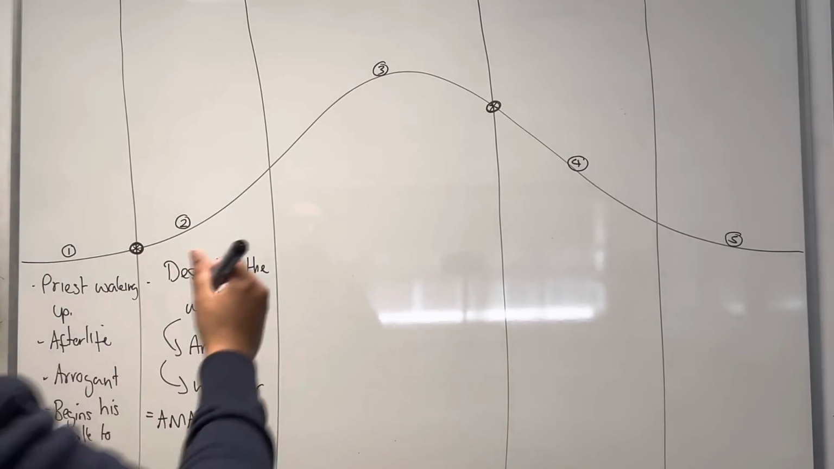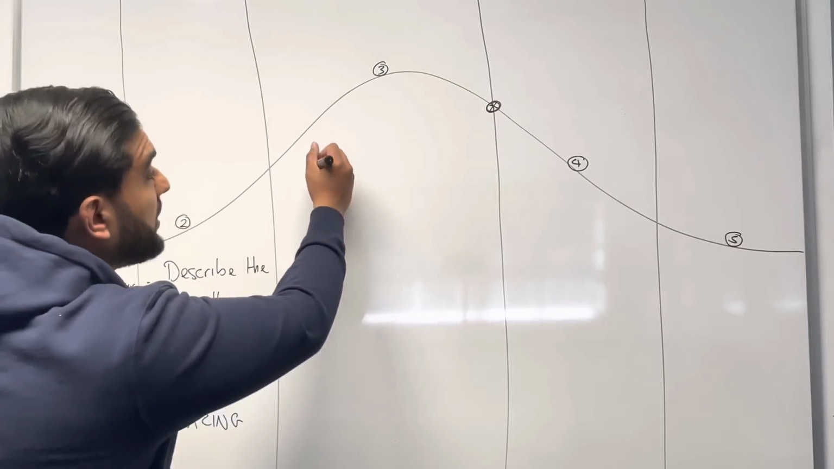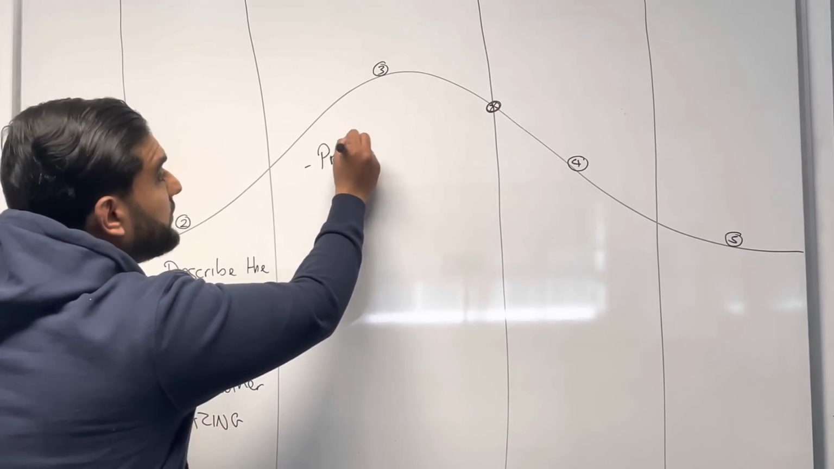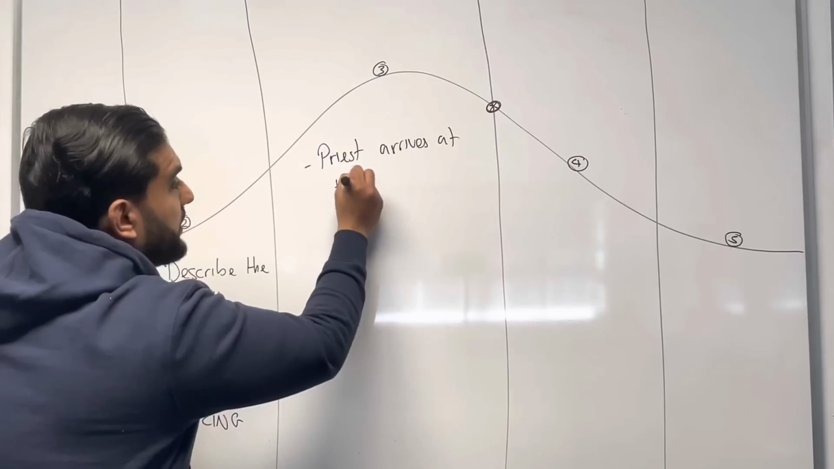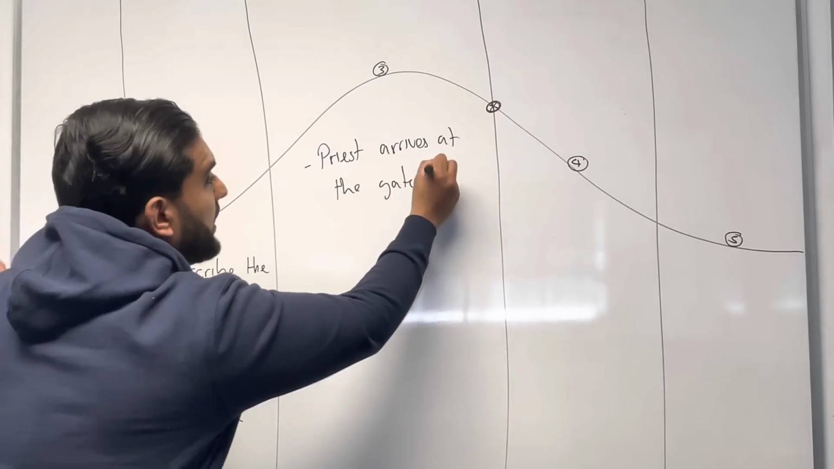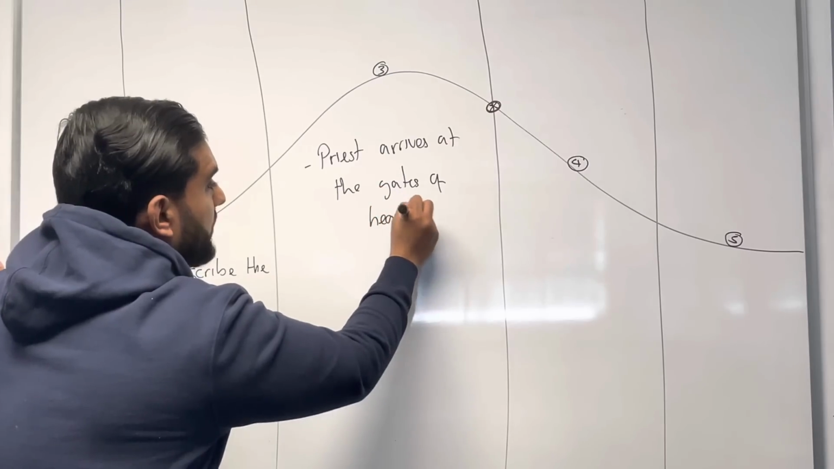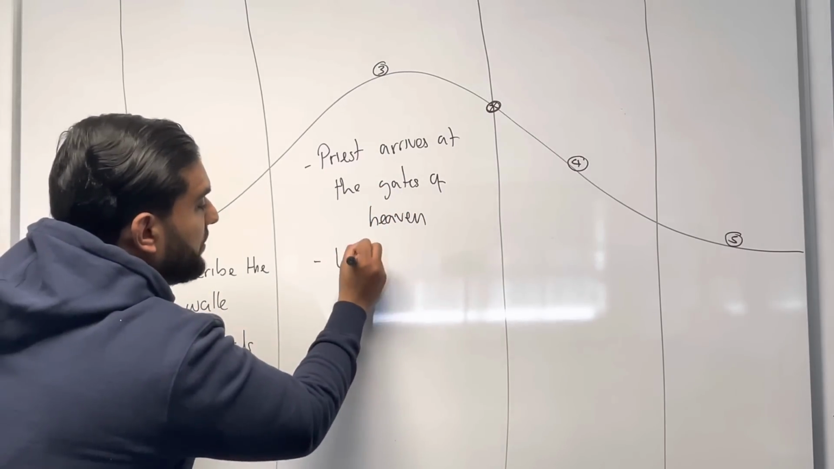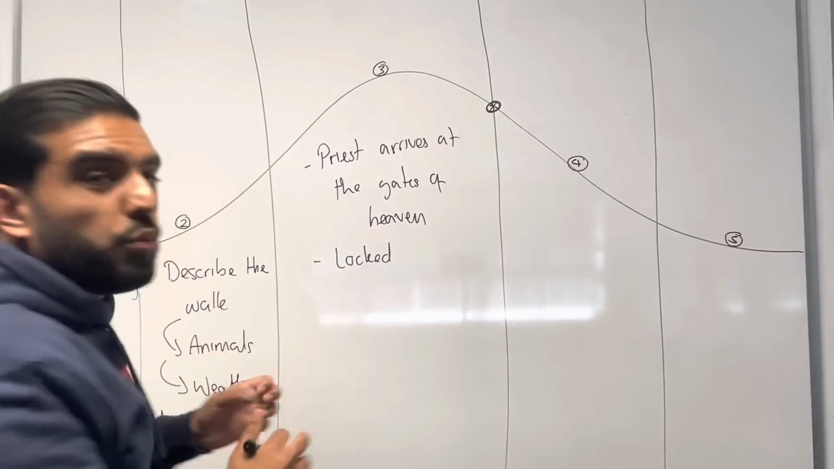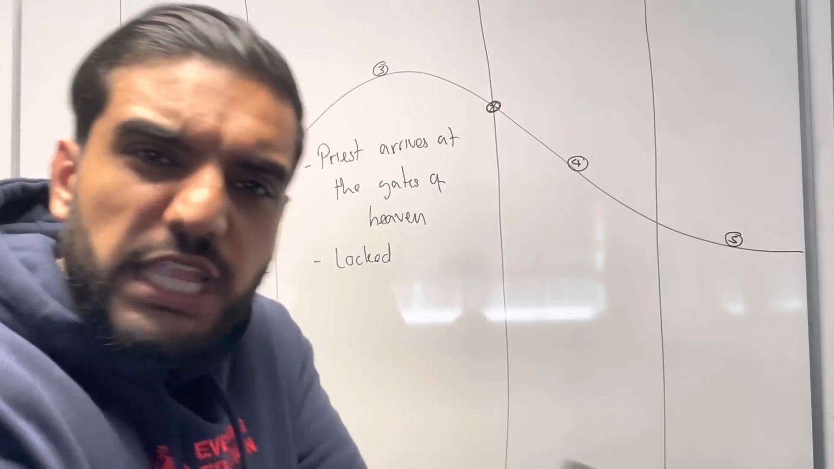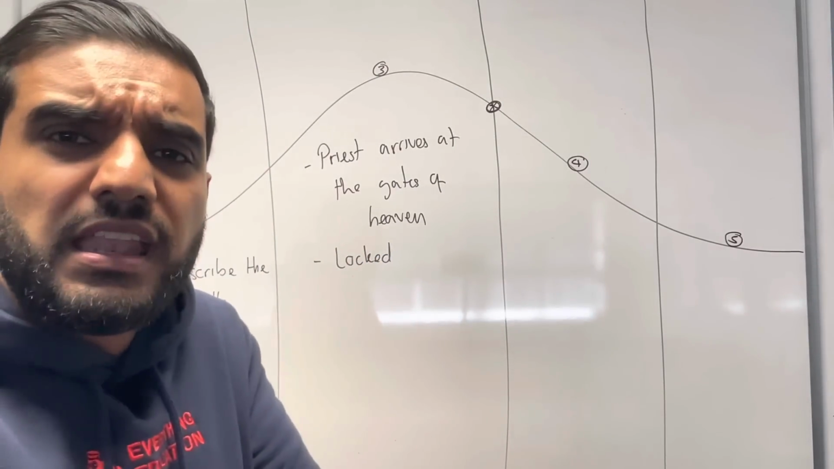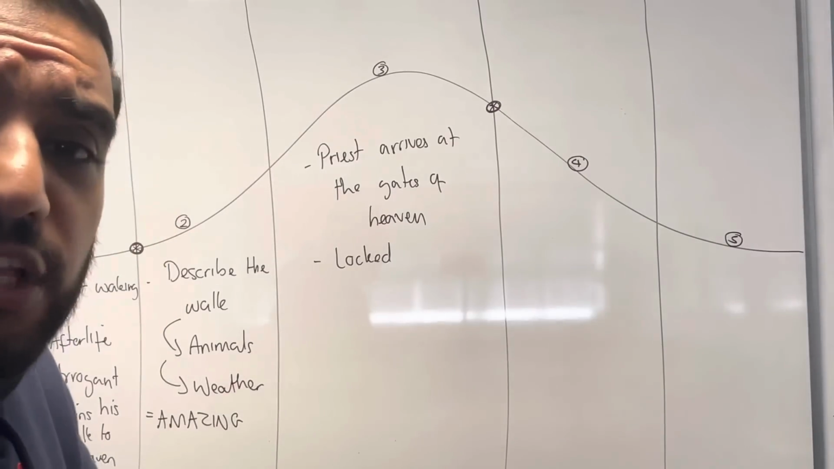Then I move on to paragraph 3. And what happens here? In paragraph 3, the priest arrives at the gates of heaven. And unfortunately, everything is locked. The windows are shut. The bar is shut. The door, he's trying to open it. The gate, he's trying to open it. And he can't get in. Everything is closed. Everything is shut.